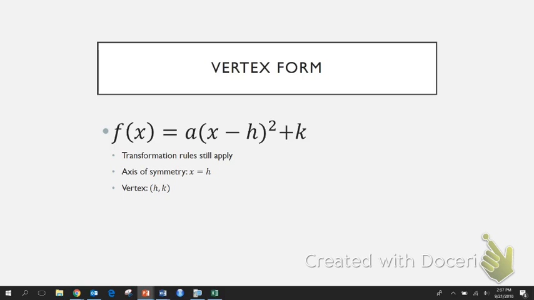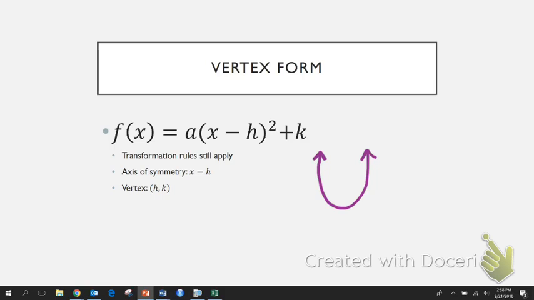What we can learn from this equation is the transformation rules are the same they've always been. So A is vertical stretch or compression, H moves me left or right, K moves me up or down. None of that changes. My axis of symmetry, which is going to be on a couple different slides, so I'm just going to draw a picture real quick.